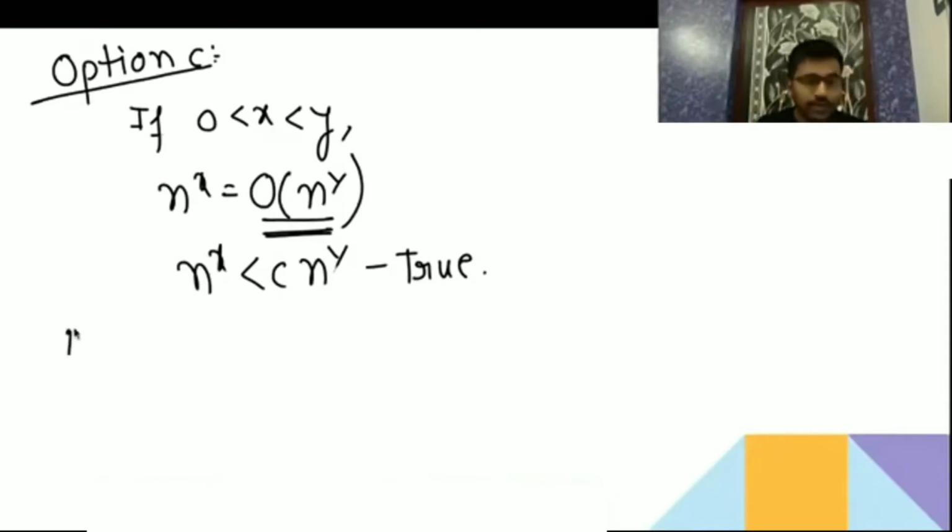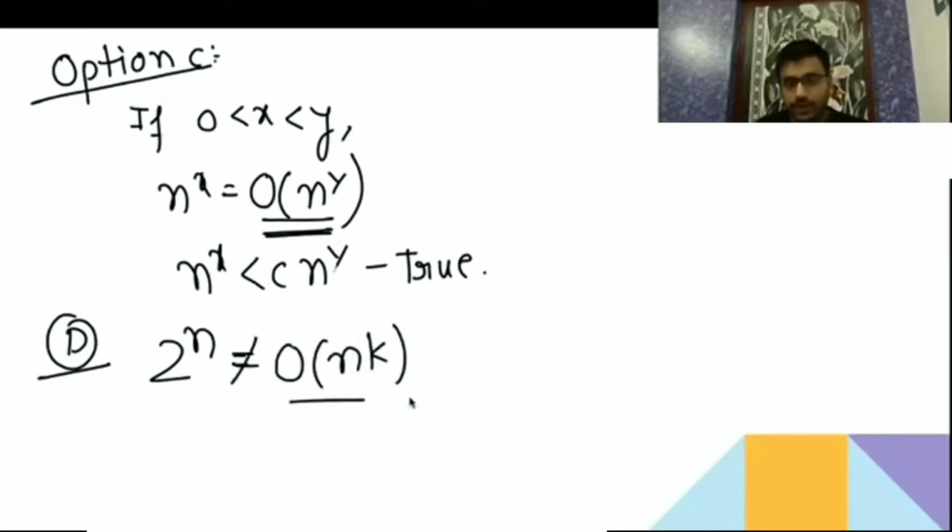Now option D, 2 to the power n is saying not equal to big O of n to the power k. Big O of n to the power k, yeah, correct. It is a polynomial function and it is an exponential function. Exponential function is always going to be the bigger one. Understood? So this is going to be the big O. It is going to be the smaller one. It is also true. So they are asking the option which is false. It is also true. Understood?